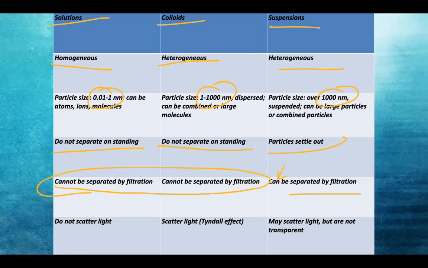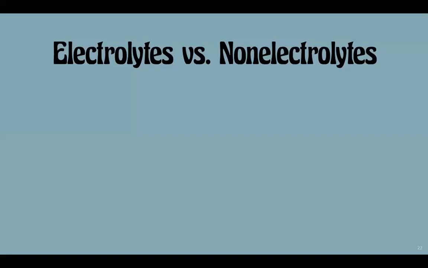And lastly, solutions do not scatter light because the solute particles are completely dissolved. Colloids scatter light in the Tyndall effect. And for suspension, the particles can scatter light, but the particles also are not transparent, so you would actually see the particles. So that's many different ways of distinguishing between the three types of mixtures.